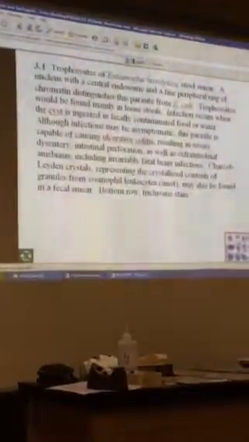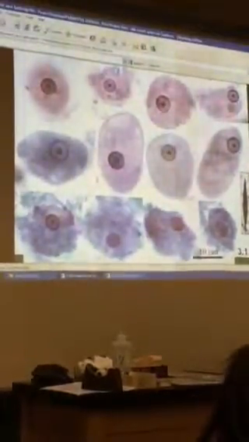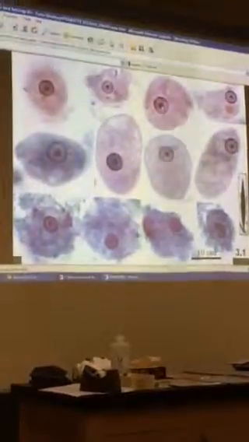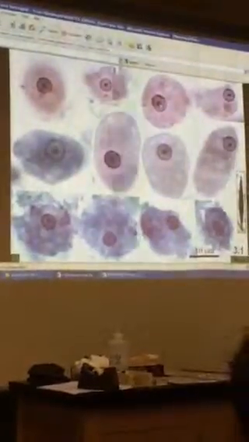Here, trophozoites of E. histolytica, stool smear, a nucleus with a central endosome. All right, I didn't talk about that yet, but the endosome is supposed to be centrally located. This is as opposed to E. coli that has the eccentric endosome.